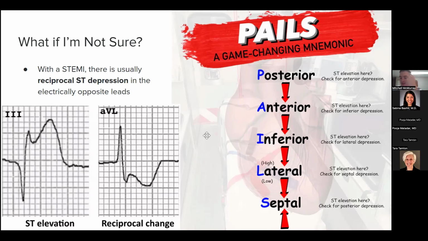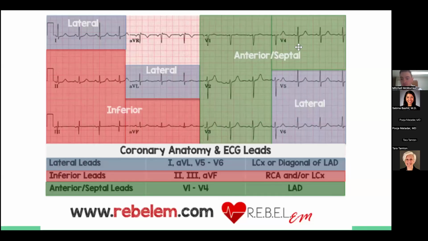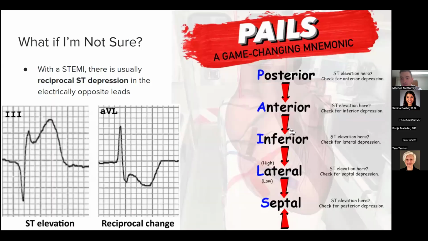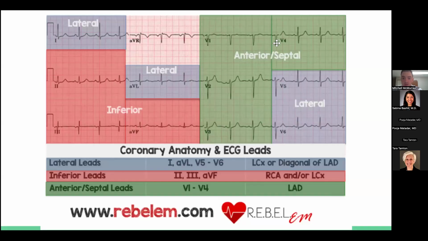A mnemonic that we use to help remember which leads to look at for reciprocal change is called PALES. I have it listed here on the right. So for example, if you have ST elevation in the anterior leads, which is leads V1 through V4, then we would look at the inferior leads because that's the reciprocal, opposite mirrored lead where you would expect there to also be ischemia. So if you have ST elevations in the anterior leads, you'd expect to see ST depressions or at least T wave inversions in the inferior leads, leads 2, 3, and AVF.